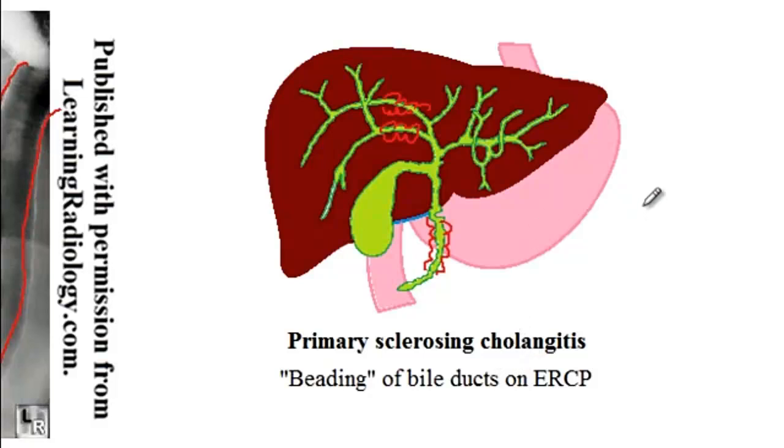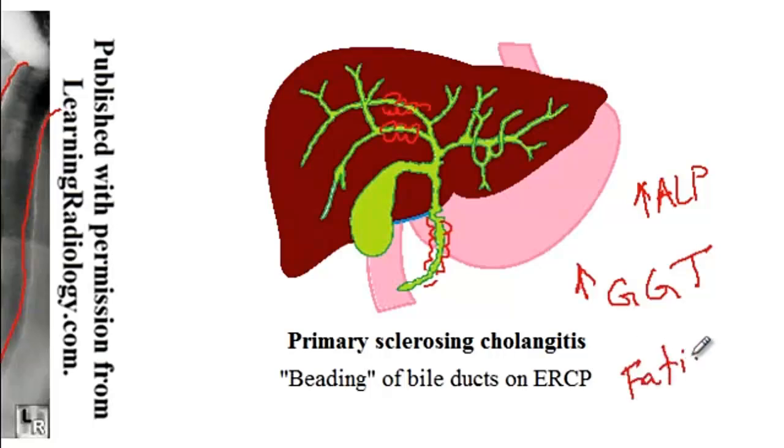Now the lab values that you will see in these patients: because the extrahepatic bile duct is affected, there is elevated alkaline phosphatase as well as elevated gamma-glutamyl transpeptidase. Now, 50% of these patients are usually asymptomatic, but the other 50% can develop, for instance, fatigue and pruritus.